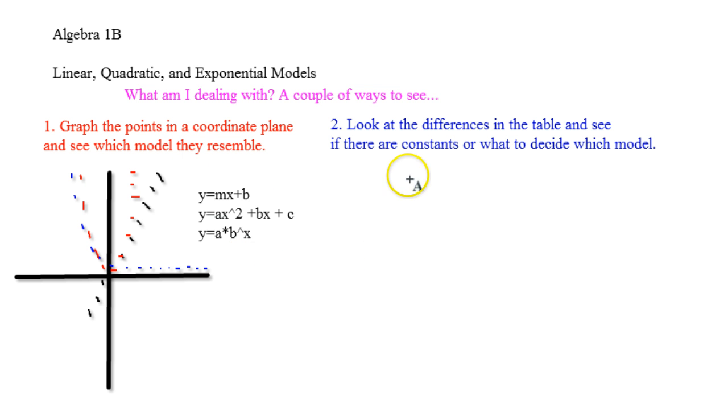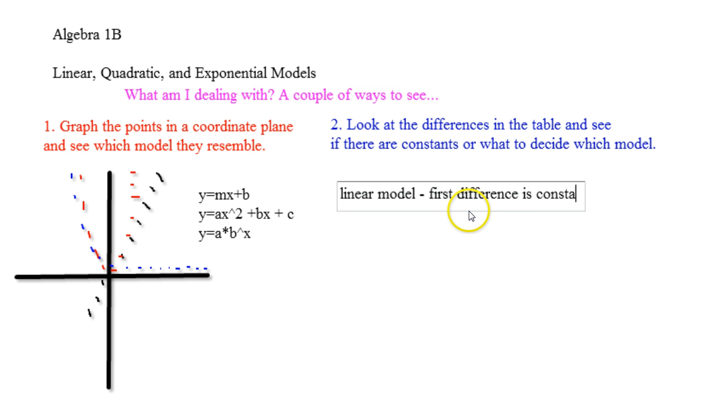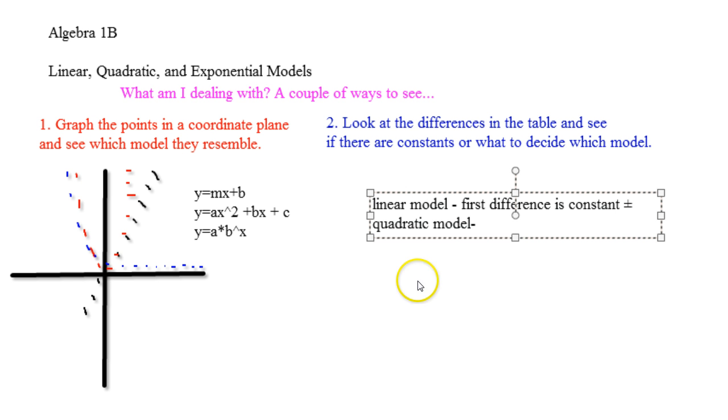Now you can also look at the differences in tables and see if there are constants to decide which model to use. If it is a linear model, the first difference is constant, and it's plus or minus. You're adding or subtracting.